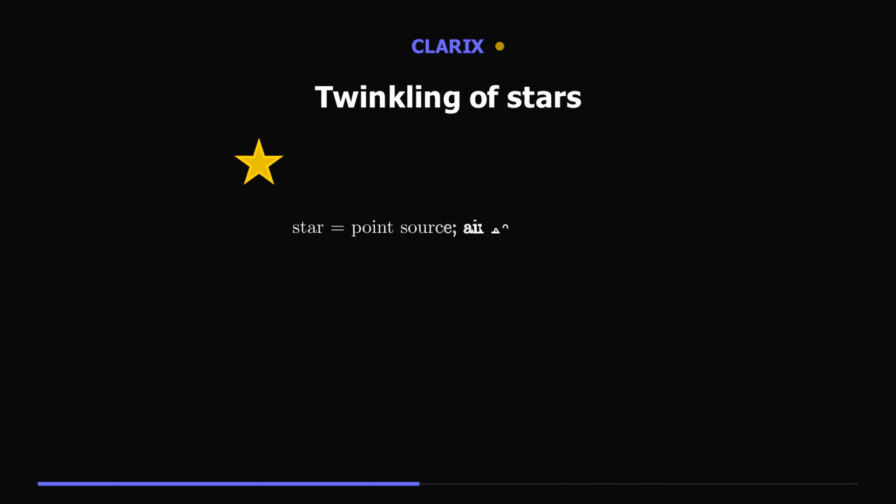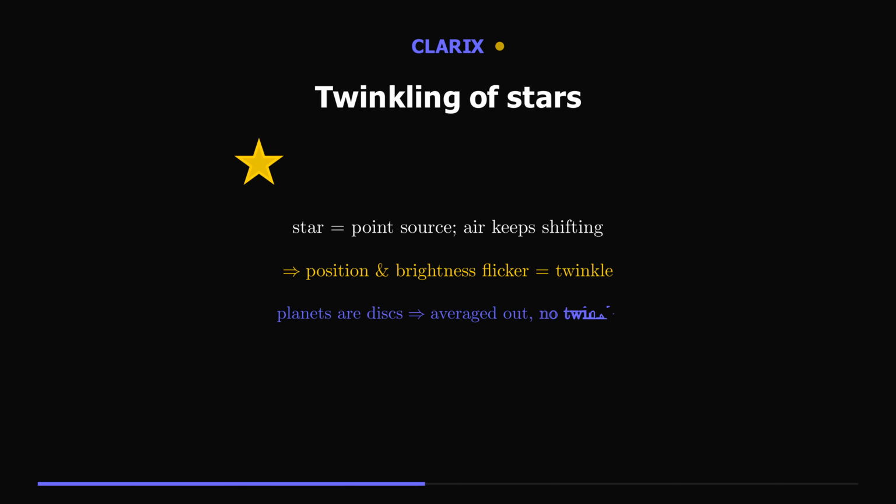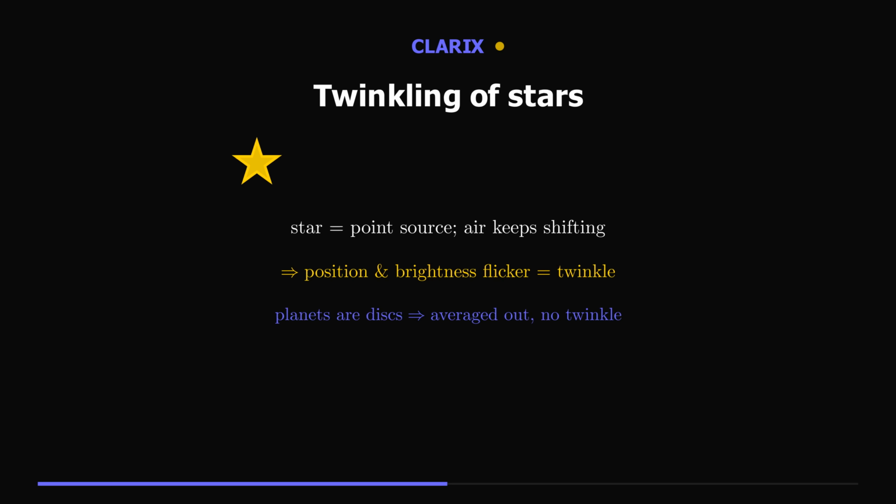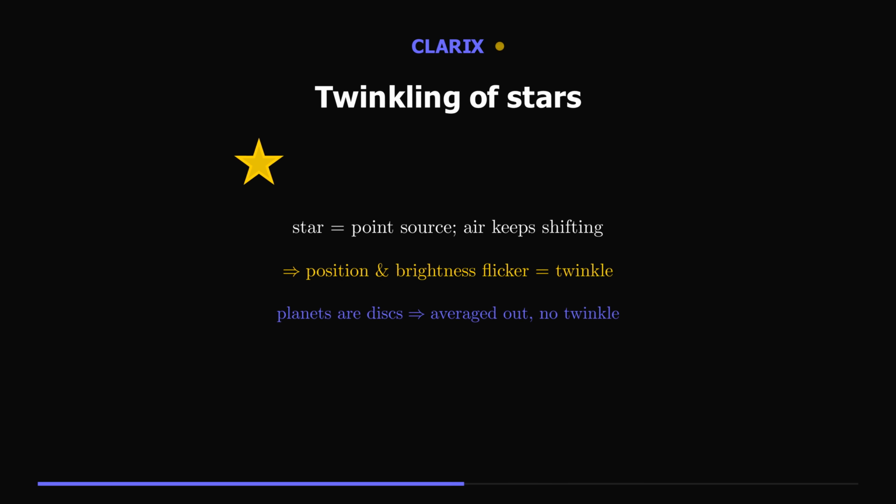First, the twinkling of stars. A star is so far away, it's effectively a point of light. As its rays pass through the ever-shifting layers of air, they bend by slightly different amounts moment to moment, so the star's apparent position and brightness keep flickering. That's twinkling. Planets, being much closer, look like small disks, not points. Their many points of light average out, so planets don't twinkle.